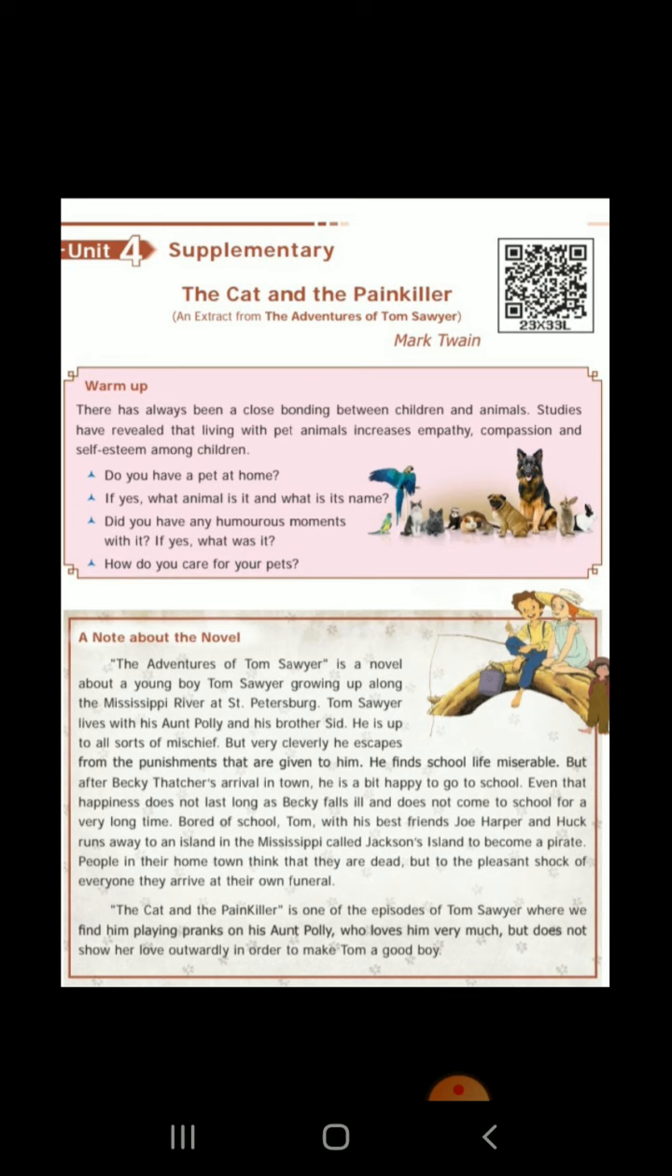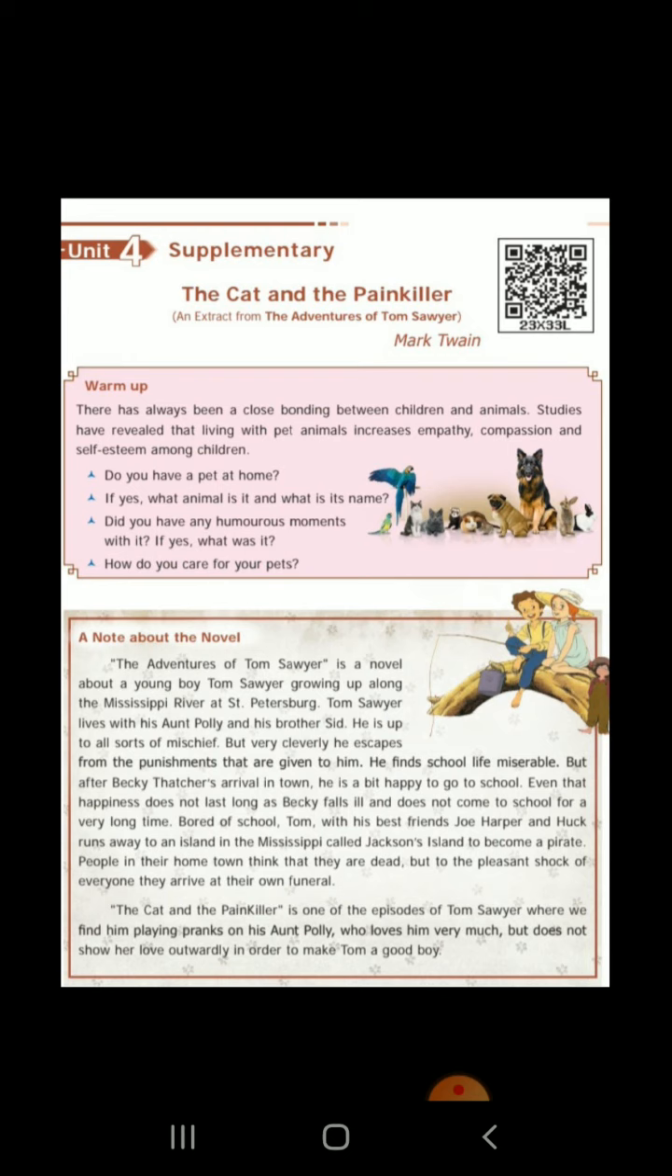He finds school life miserable, but after Becky Thatcher's arrival in town, he is a bit happy to go to school. Even that happiness does not last long, as Becky falls ill and does not come to school for a very long time. Bored of school, Tom, with his best friends, Joe Harper and Huck, runs away to an island in the Mississippi called Jackson Island to become a pirate. People in the hometown think that they are dead, but to the pleasant shock of everyone, they arrive at their own funeral.